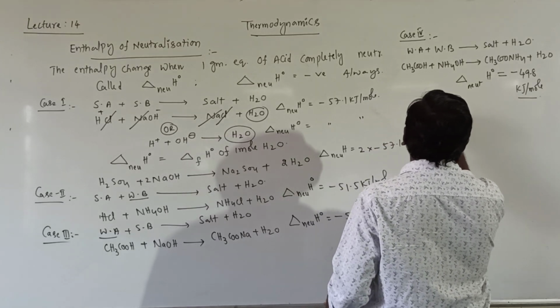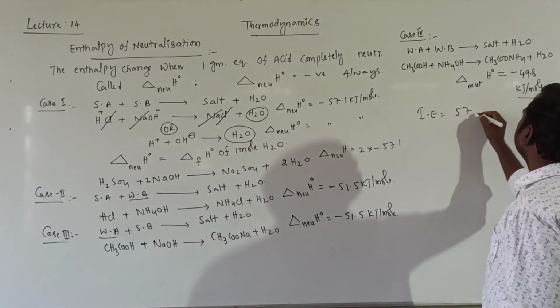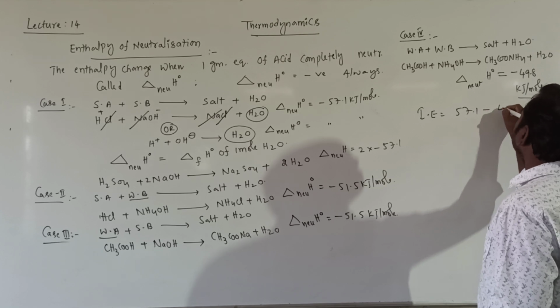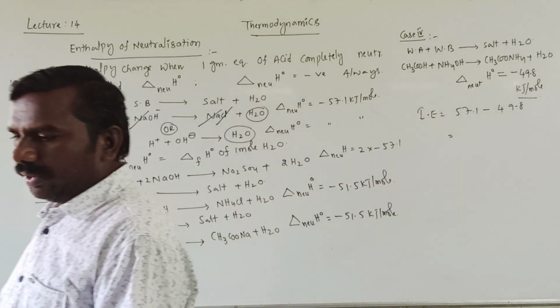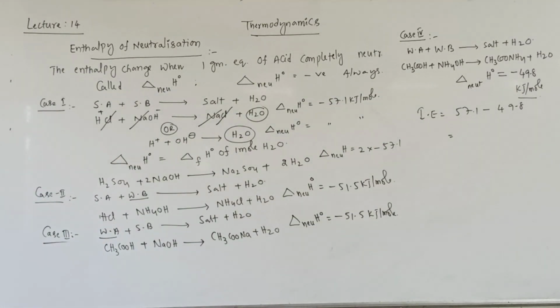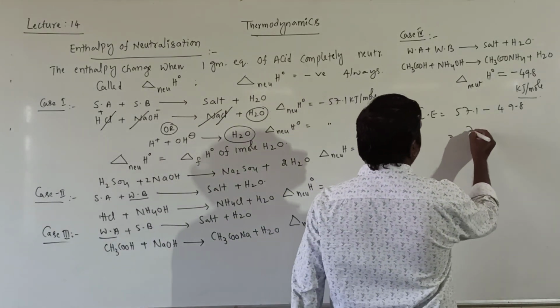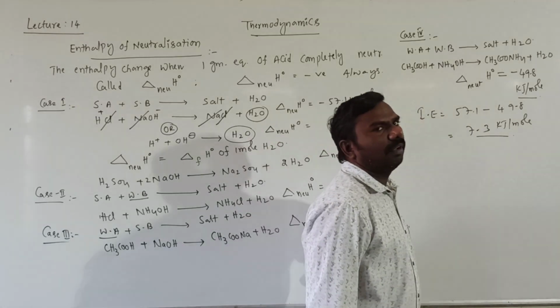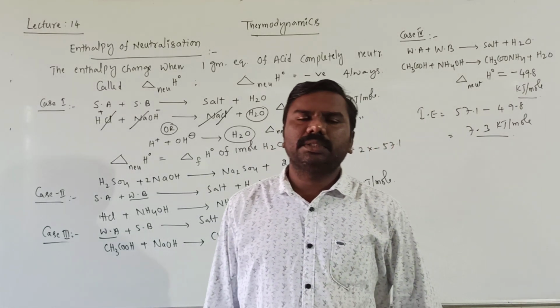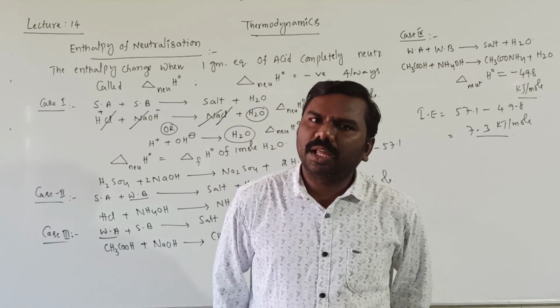Ionization enthalpy is equal to 57.1 minus 49.8. Then the ionization enthalpy value will be 7.3 kilojoules per mole. This energy will be the ionization enthalpy. This is the enthalpy of neutralization.